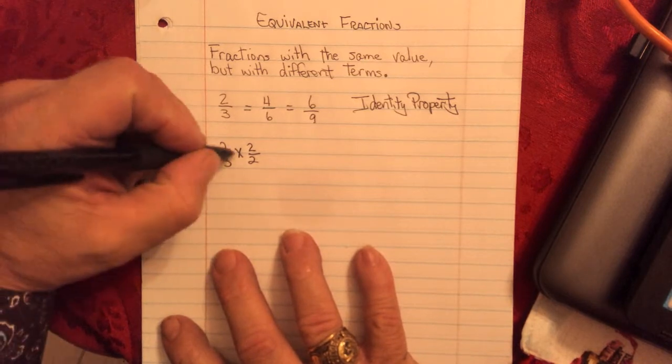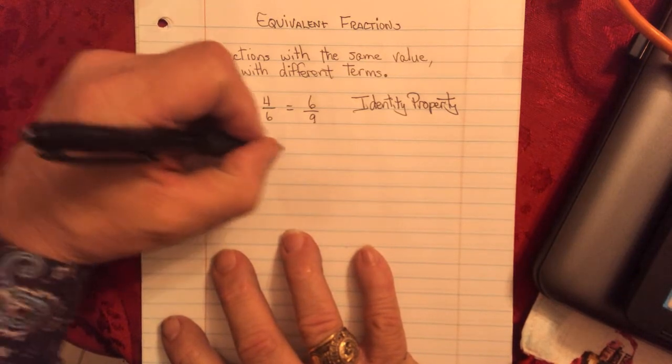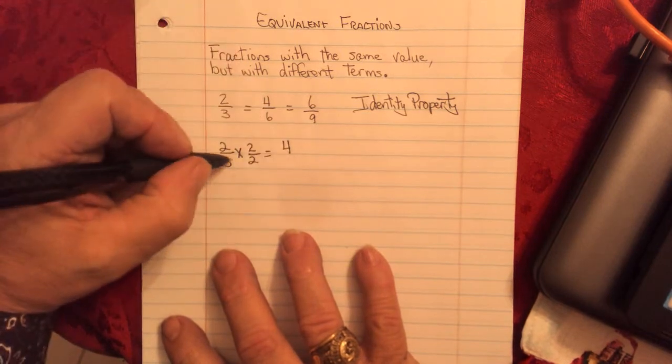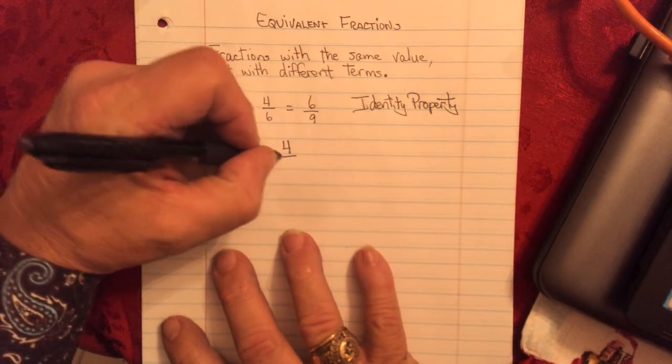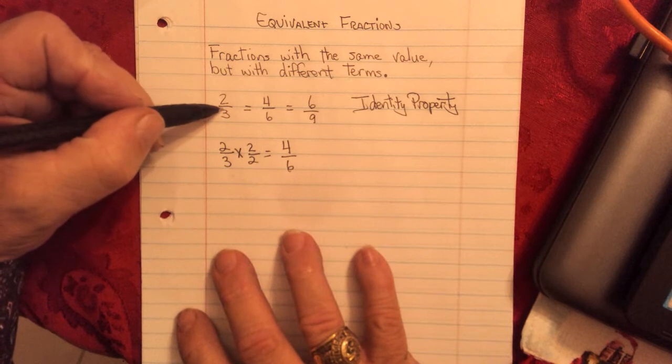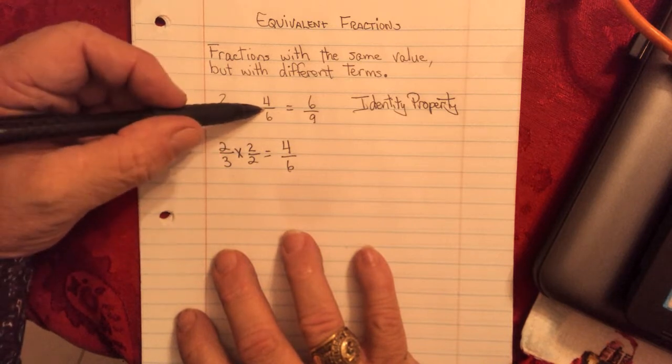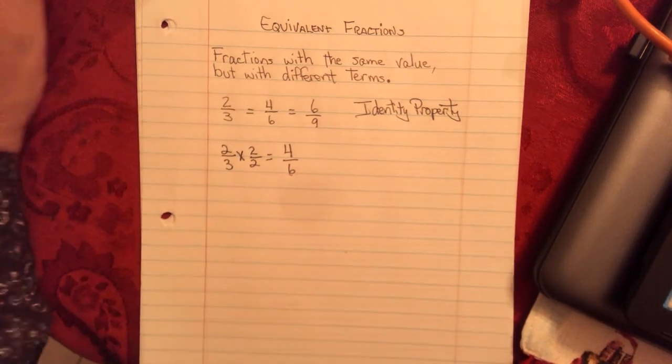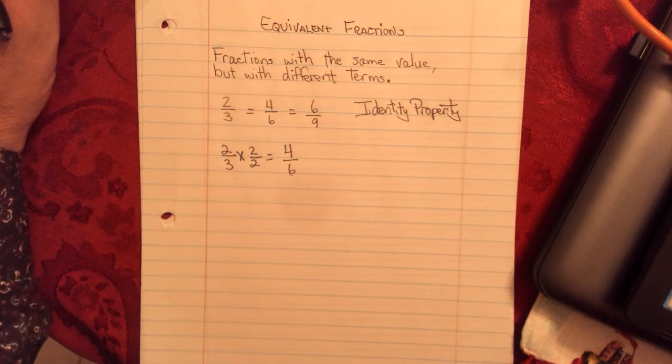So when I multiply 2 times 2 for the numerators, I get 4. And when I multiply 3 times 2 for the denominator, I get 6. So this shows us that this in fact is true, and it's mathematically correct because of the identity property.